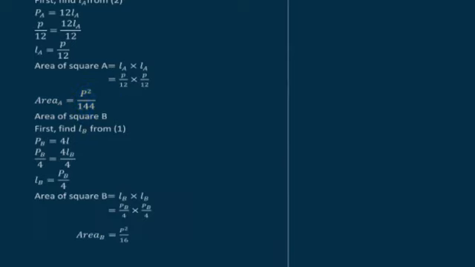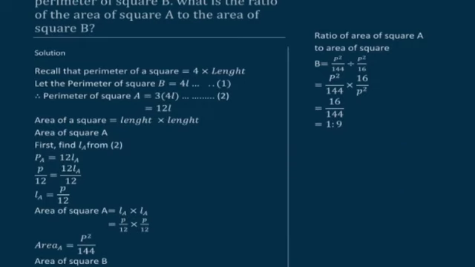And recall that the question that was asked was that we should find the ratio of the area of square A to the area of square B. We found both areas. So what we'll be doing is to find the ratio of these two areas. Okay, so P square over 144 divided by P square over 16. That's the ratio of the area of square A to the area of square B.